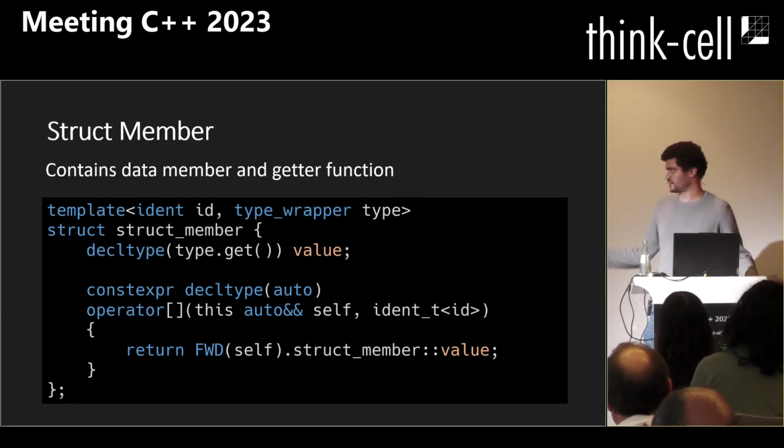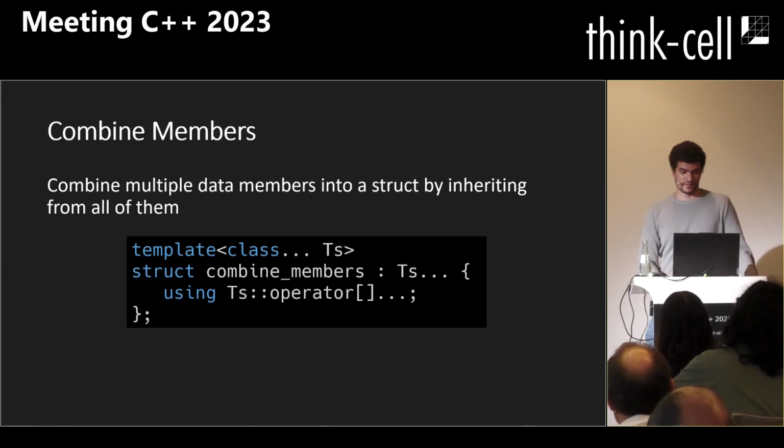It defines a getter function to get the data member by the identifier, and it also holds the data members that we want. Then we can combine multiple struct members into a single struct by inheriting from all of them.